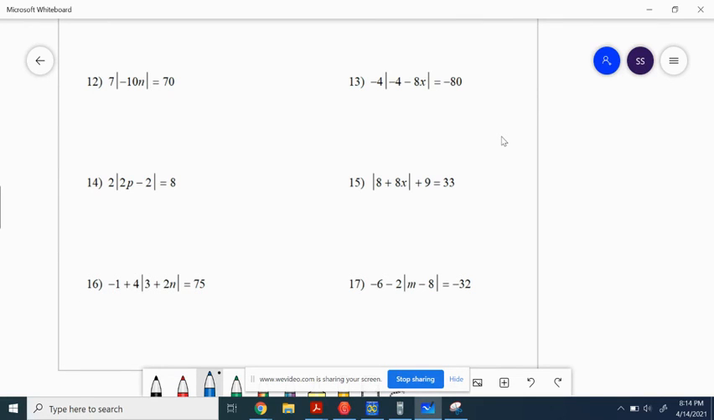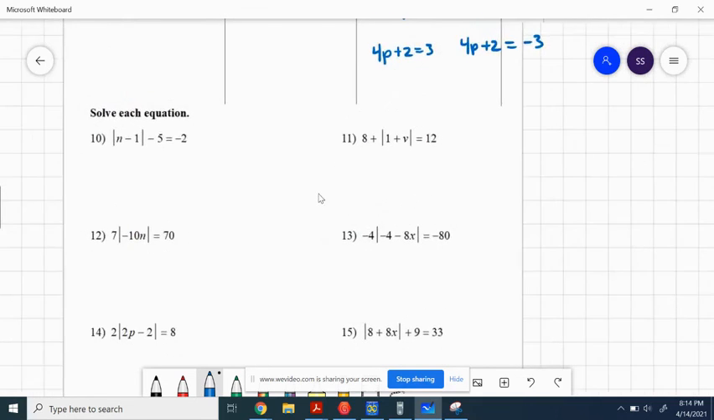Same thing with 17. We want to add 6, right? And then you're going to divide by negative 2. I think I've helped you out pretty well with these.